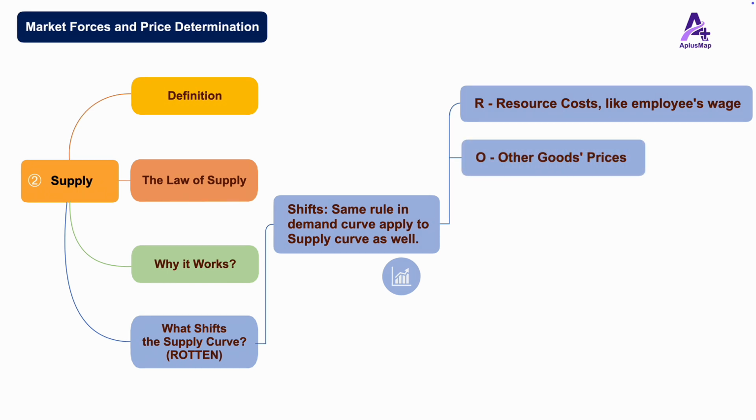O is for other goods prices. This is about opportunity costs for the producer. If a farmer could grow corn or soybeans, and the price of soybeans suddenly shoots up, they might switch some land from corn to soybeans to chase those higher profits.